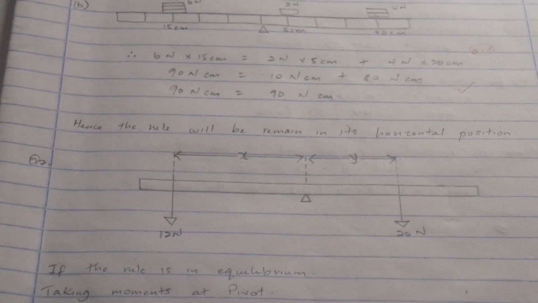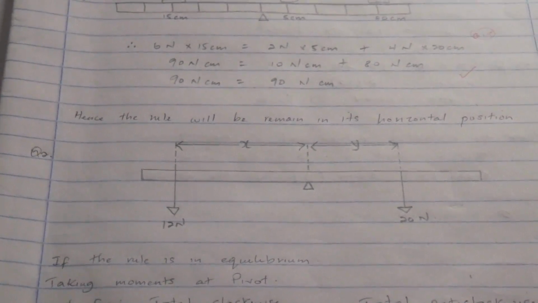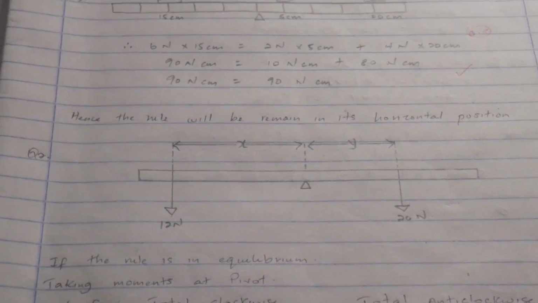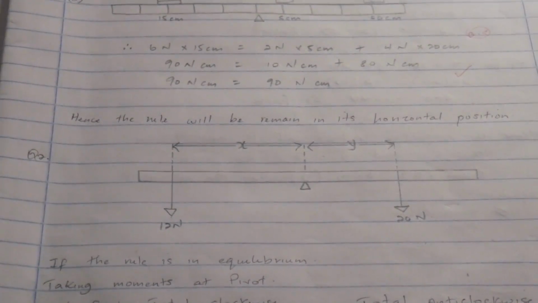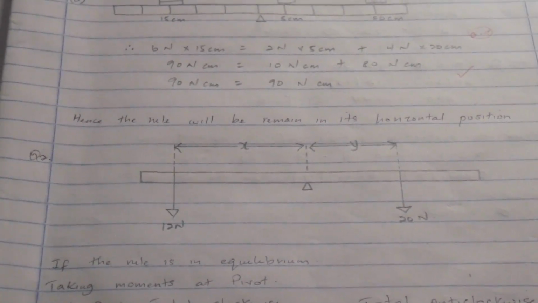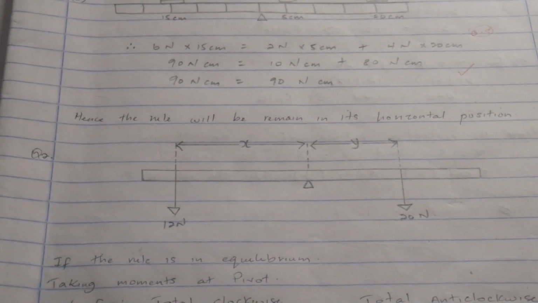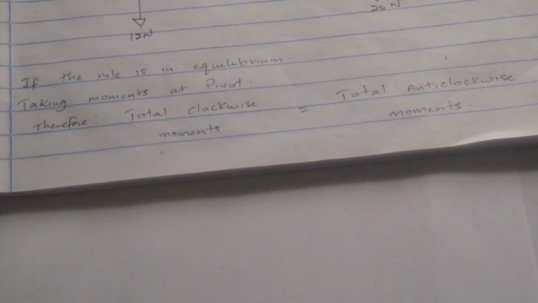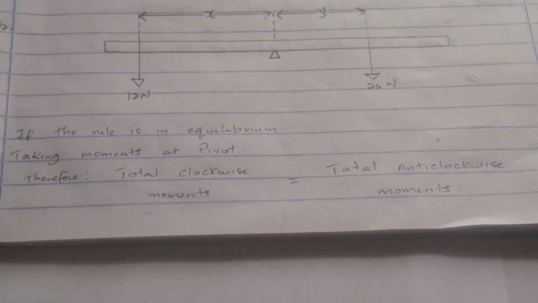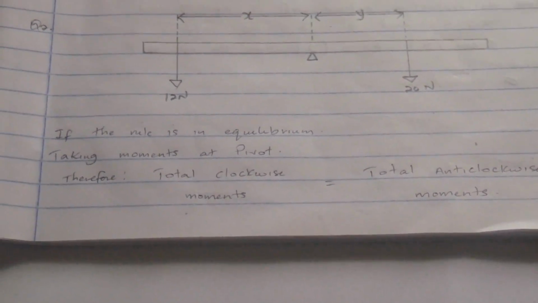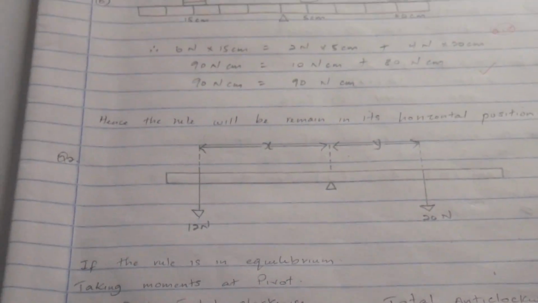Alright, number 2, we have a rule. It says if the rule is balanced, what are the respective values of X and Y? So, yes, because the rule is balanced, the first thing that was stated is that the total clockwise moment is equal to the total anti-clockwise moments, which is correct.